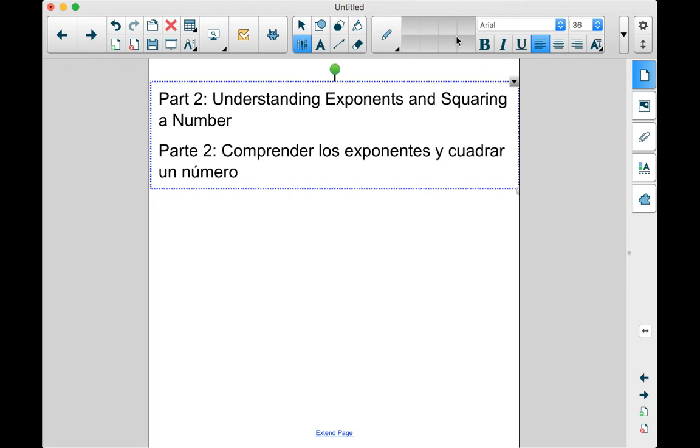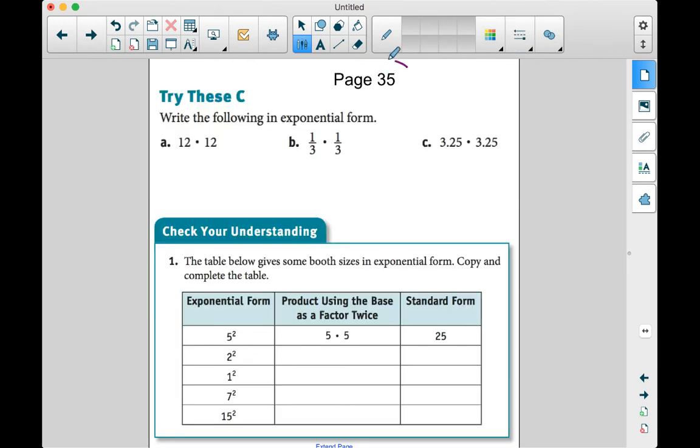So now I want to get into part 2. The second thing that we need to talk about today is using exponents, understanding this term exponents, and squaring a number. To get into that, I want to turn to page 35. An exponent tells us how many times the number is multiplied by itself. So we're going to look straight at try these C.